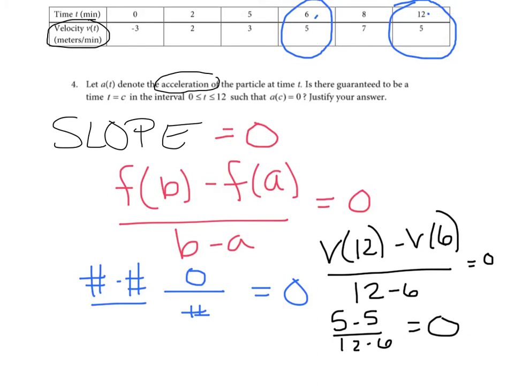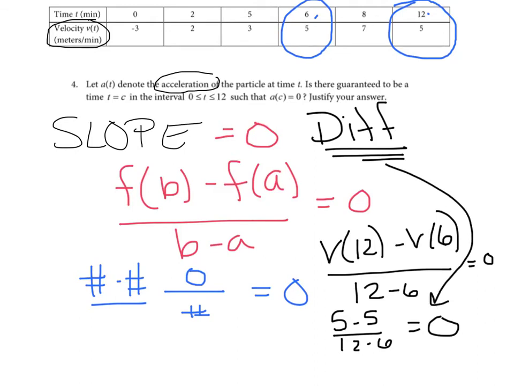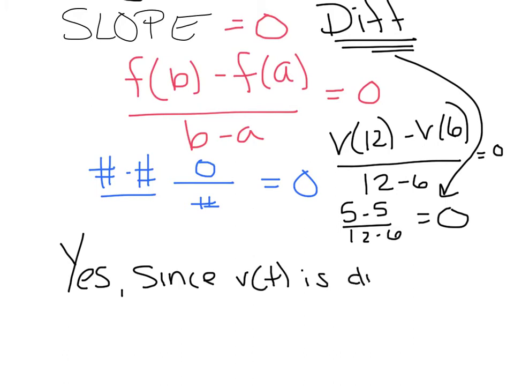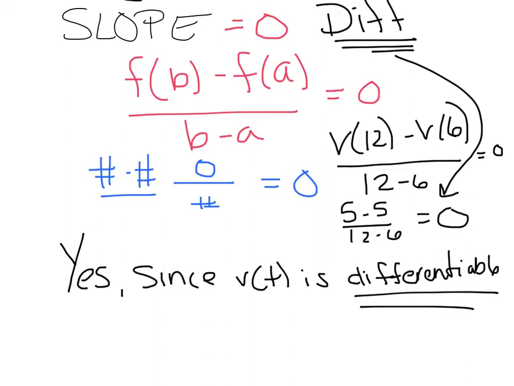Now remember, the only reason I could use the slope formula was because they told me that my function is differentiable. If my function's not differentiable, I can't derive it or find its slope formula. Now, of course, this goes with the theorem, and hopefully that C kind of gave the theorem away. So here's how your sentence needs to go. We're going to say yes, since V of t is differentiable, so there's that key calculus word we need to throw in there.